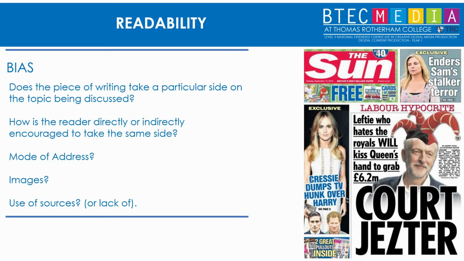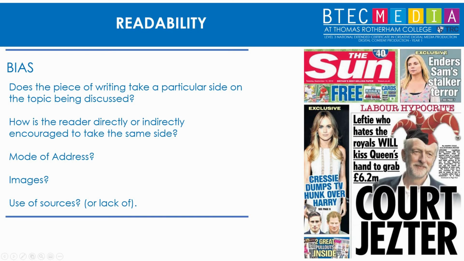You'd like to think that most factual writing is going to be a little bit more balanced, okay? But especially if you're looking at things like newspapers, there is often a lot of bias that goes on, which we'll look at in a bit more detail later on. But it's not just about does the piece of writing have a bias, it's about how does the piece of writing encourage the reader to take the same side that they have.